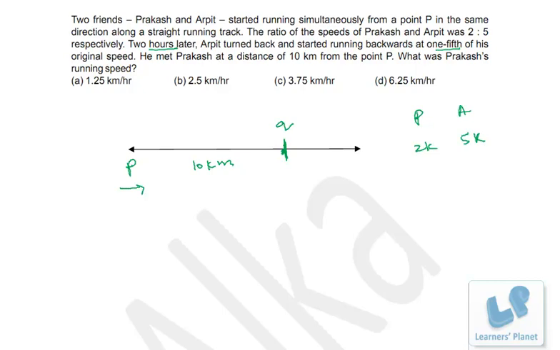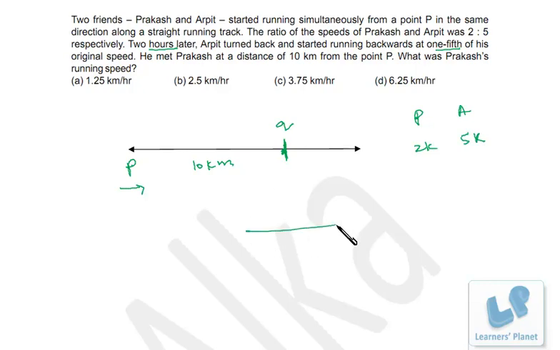Now friends, you must be aware of relative speed. Initially both the guys are going in the same direction, so the gaining speed of Arpit is 3k per hour. That means every hour he is running 3k kilometers more than Prakash, right? So in 2 hours the difference between these two will be 6k kilometers.